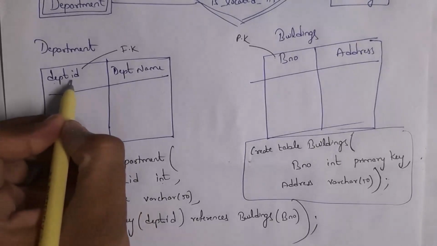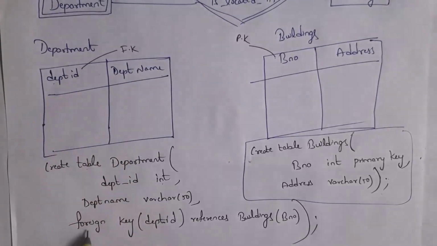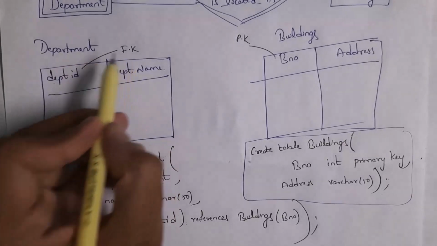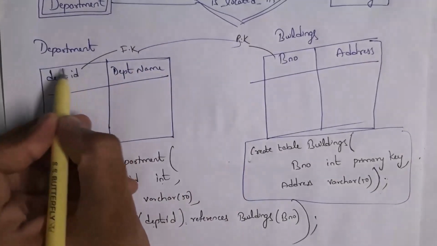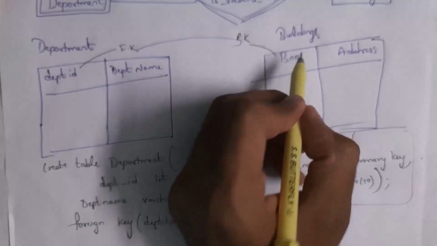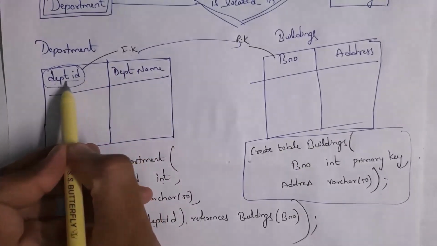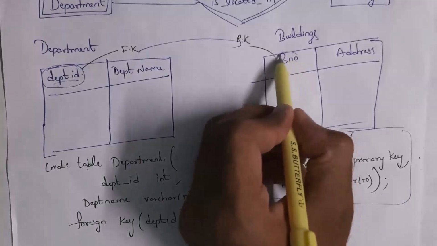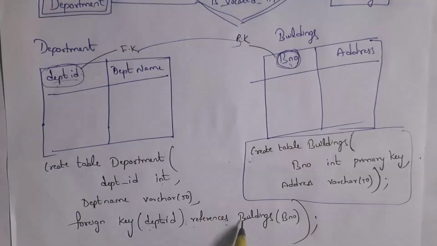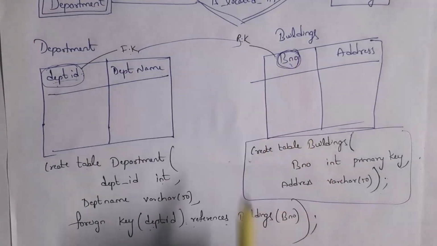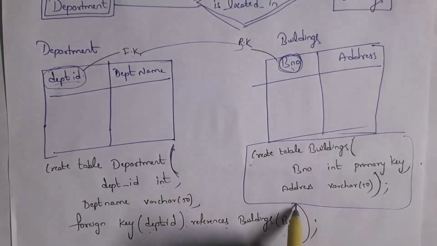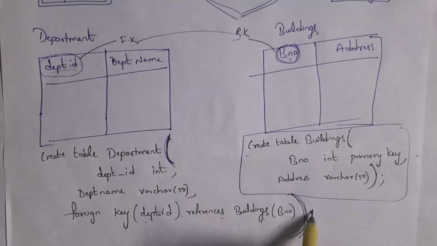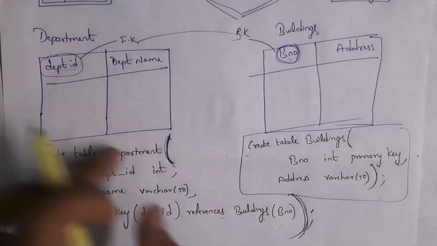Now we need to give a foreign key for this department ID. So write here foreign key, and inside brackets we need to write the column name. I want to give a foreign key for the department ID column, so I wrote here department ID. As we know, the foreign key column depends on the primary key column. So this foreign key column, that is the department ID column, depends on the B number column. So write here references, space, the table name, that is buildings, and inside brackets write the column name, that is B number. I open this main bracket. Now you need to close this main bracket and at last give a semicolon. Whenever you run this code, it will create this table.